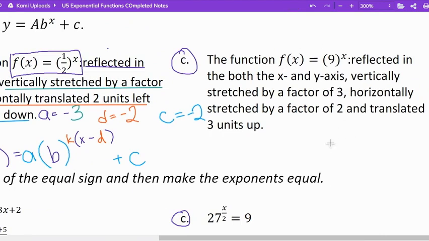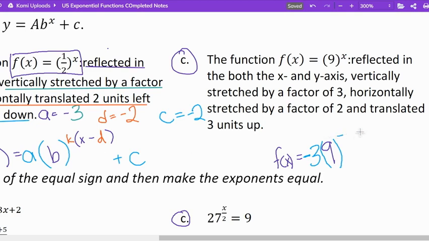The function f of x is 9 to the power of x. So I know it's going to look something like this. And now let's put in all the details. Reflected in both the x and y axis. So there is a vertical reflection. There is a horizontal reflection. Vertically stretched by a factor of 3. Now watch this. This could look like a 39. So there's 2 ways you could show that the 3 and the 9 are separate. You could either put a dot to say they're being multiplied, or you can put brackets around the 9.